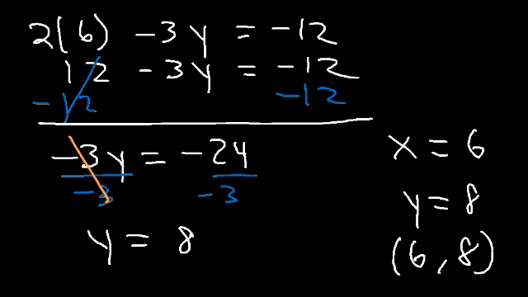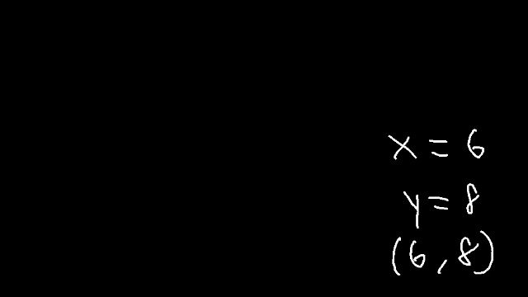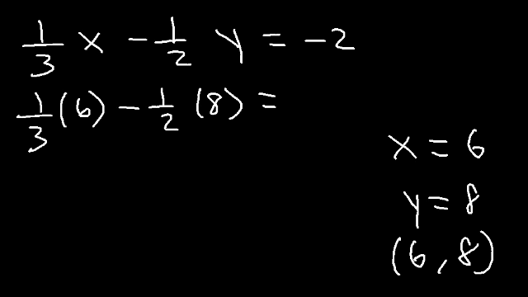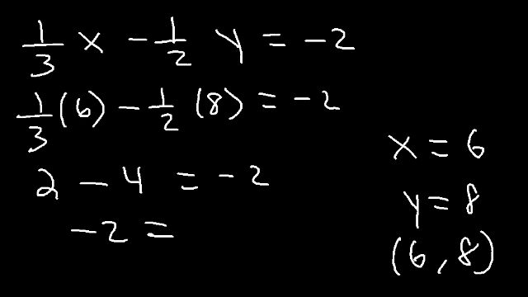So let's check our answers with the original equations. So the first equation was 1 over 3x minus 1/2 y, and that was equal to -2. So let's replace x with 6 and y with 8. Let's see if the left side is the same as the right side. 1/3 of 6, or 6 divided by 3, that's 2. Half of 8 is 4. And -2 is the same as 2 minus 4. 2 minus 4 is -2. So the left side equals the right side.